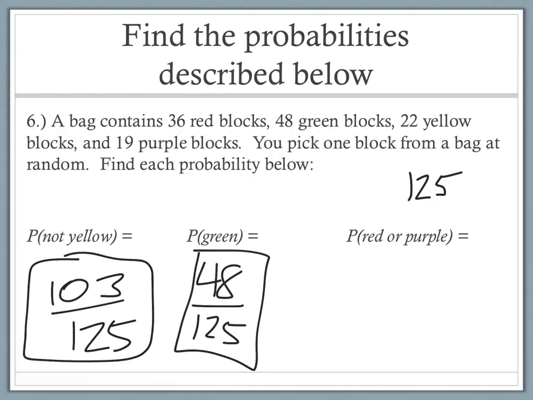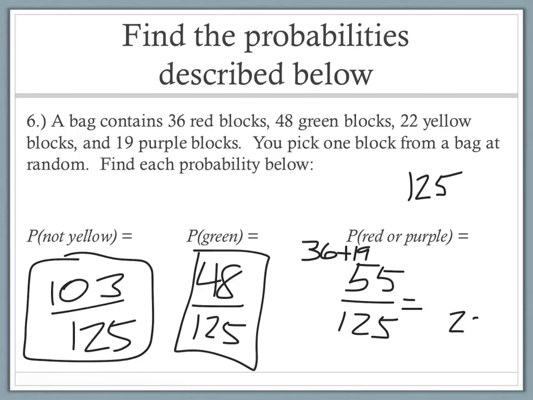And then now red or purple. So there are 36 red blocks and 19 purple. So we're going to add the 36 plus 19 together to get 55 over 125. So all I did there was 36 plus 19 to get that 55. Well, then I can reduce those, divide them both by 5. So I have 11 over 25.